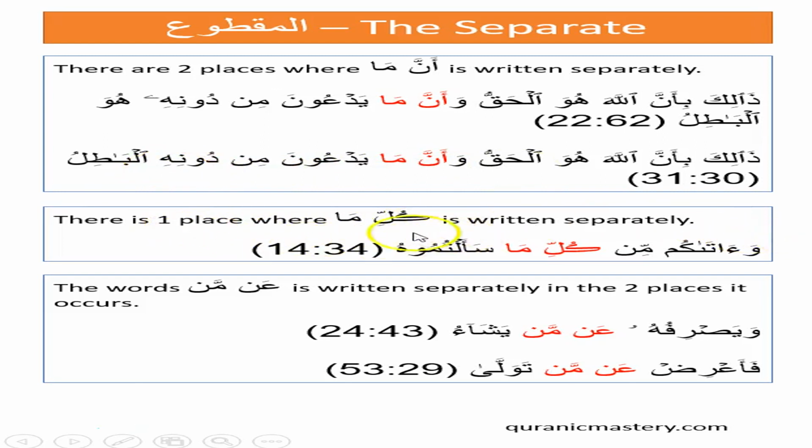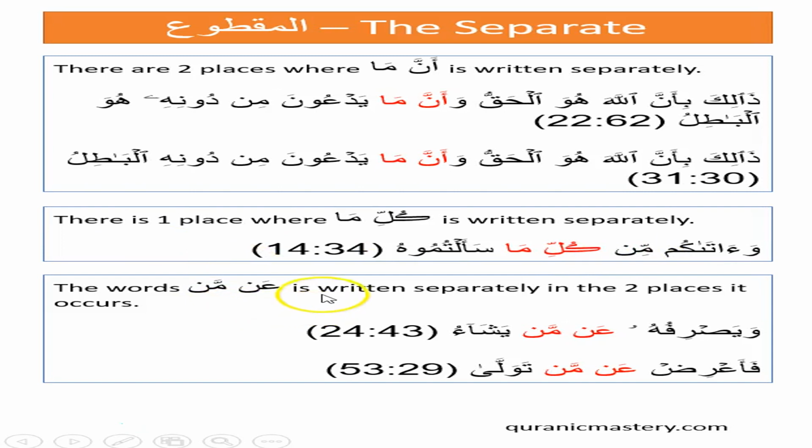There's one place where kullima is written separately. So وآتاكم من كل ما سألتموه. If you're going to stop here, you stop at وآتاكم من كل. Then continuation is normal.